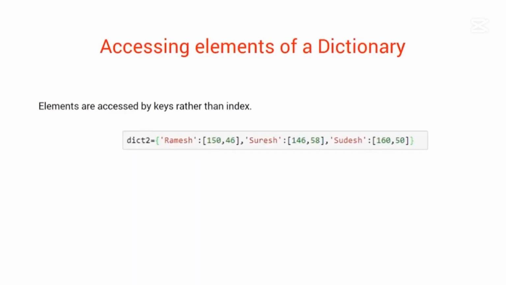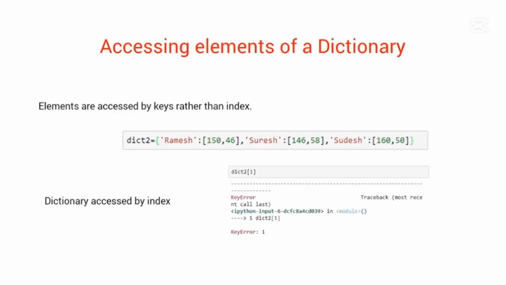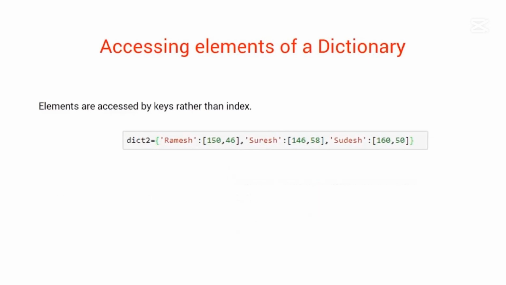Now let's see how we can access elements of a dictionary. Elements in a dictionary are accessed by keys rather than index. So let's see what happens when we try to access this dictionary, that is dict2, using an index rather than keys. When we access this dictionary using an index, we get an error because this is not how elements are stored inside dictionaries. Instead, the elements are stored using keys.